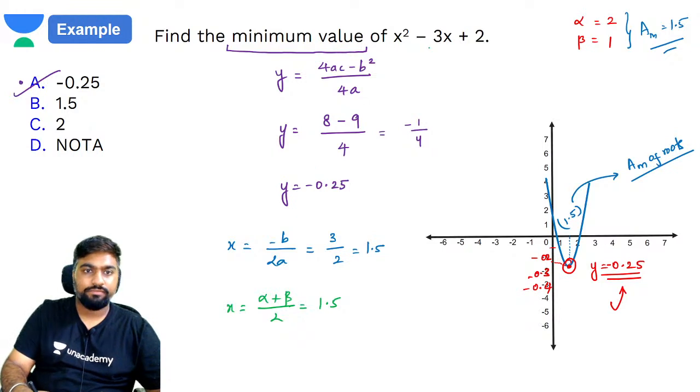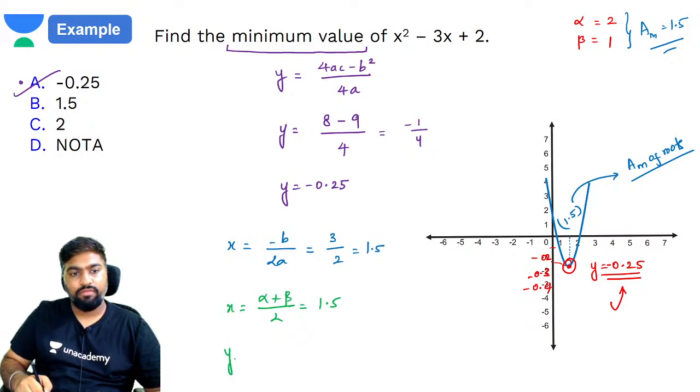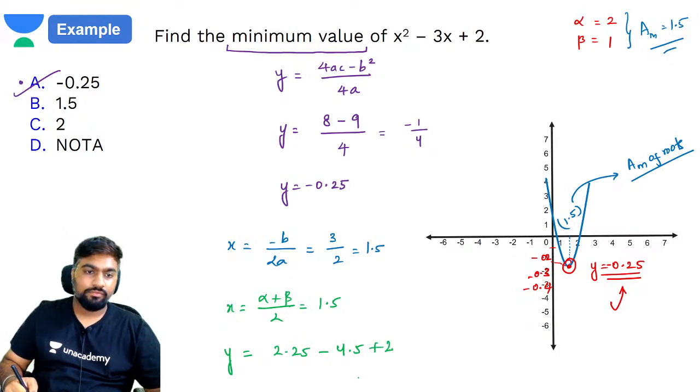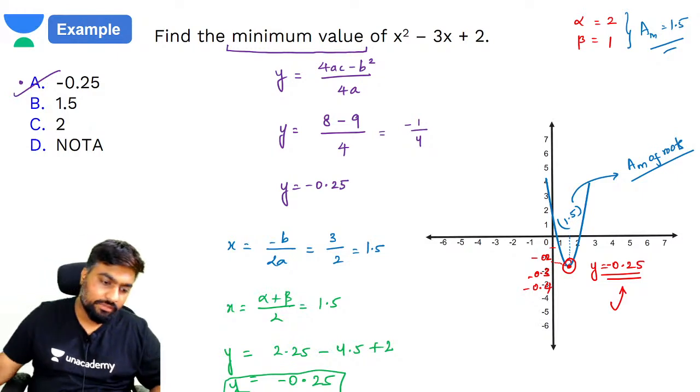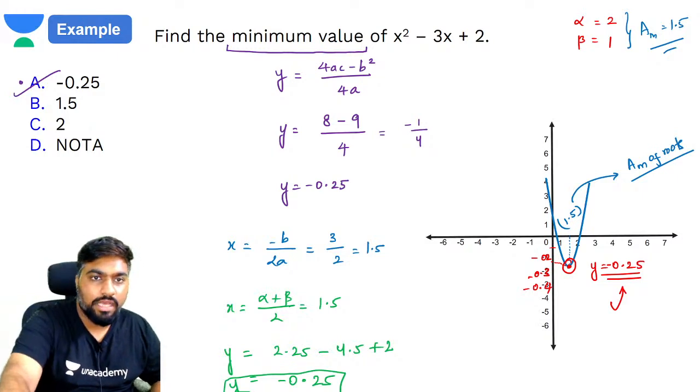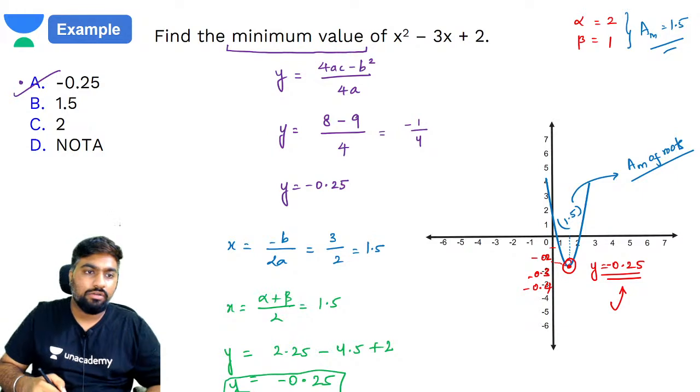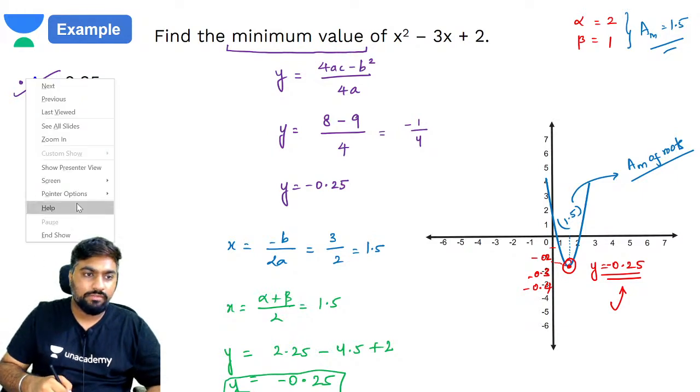Are you understanding? If I plug in 1.5, what will happen? 1.5 square is 2.25 minus 4.5 plus 2, which is equal to minus 0.25. Understood? Arithmetic mean, not geometric mean, not harmonic mean, arithmetic mean. Okay? Done. Now shall we do this question using derivation?